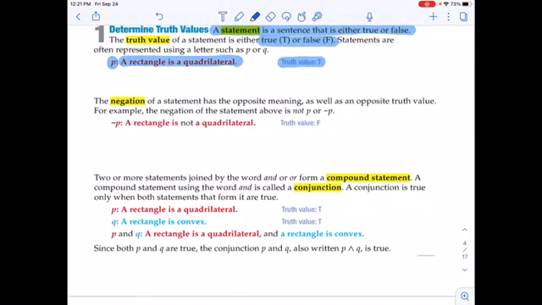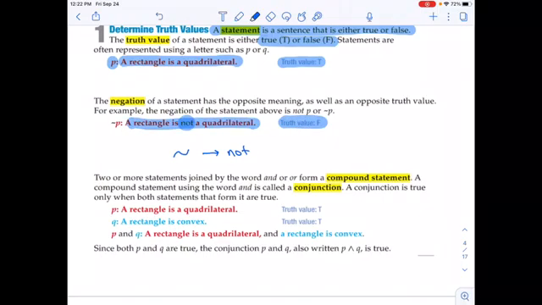If we are going to negate a statement, the negation of a statement has the opposite meaning as well as the opposite truth value. So for example, the negation of the statement above is said to be not P, or shorthand, if you have a squiggle, that means the word not. Okay, so not P with the squiggle is the same. So not P in this example is a rectangle is now not a quadrilateral, and it has the opposite truth value of false.